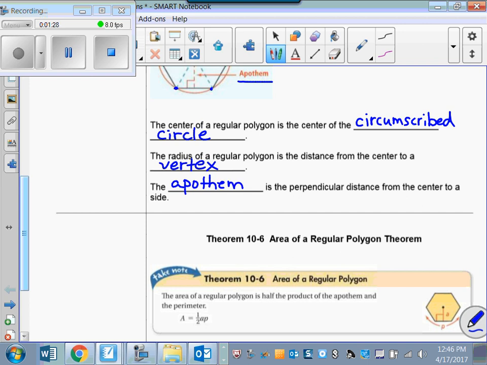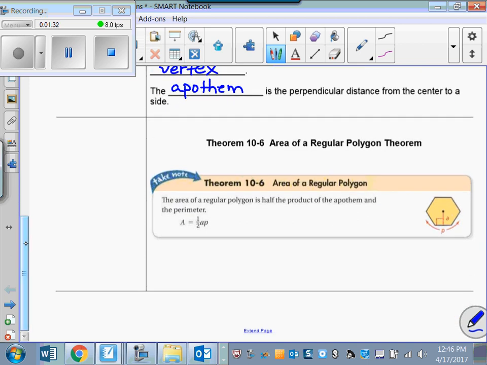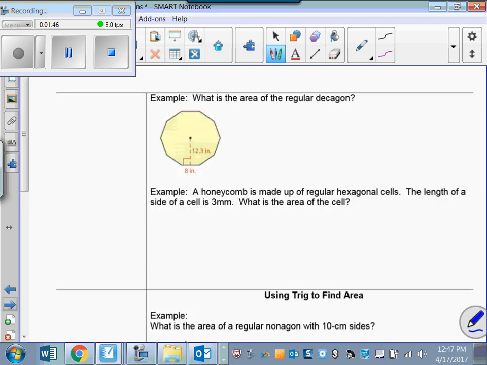And we need to know those things in order to find the area, because theorem 10-6 tells us that the area of any regular polygon is half the product of the apothem and the perimeter. Area is 1/2 AP. Remember that formula. All right, let's do some.